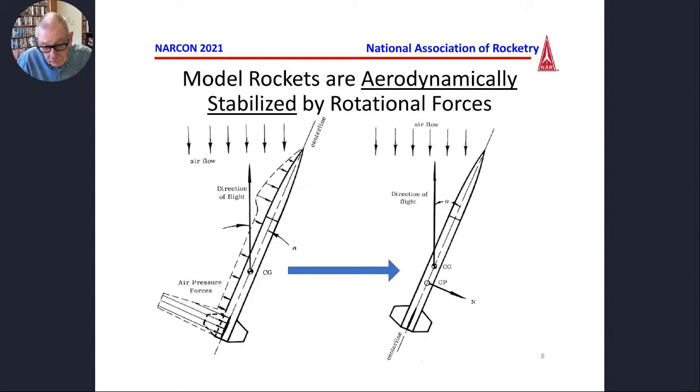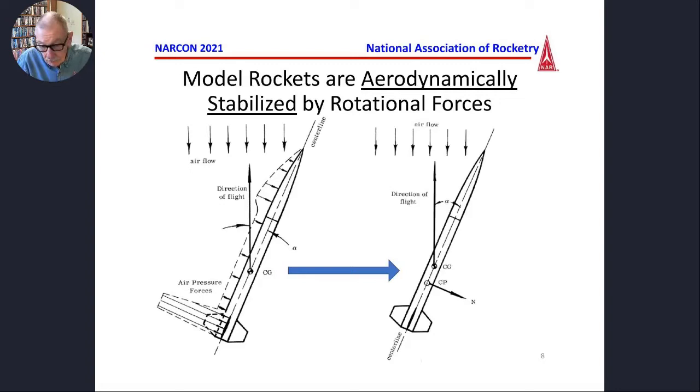They act, since it's aerodynamically stable, through the center of pressure. And the center of pressure, like the center of gravity, is where all those aerodynamic forces balance out due to the shape of the rocket. And so the center of pressure back here is not the same as the center of gravity. You can change the center of gravity by changing the weight distribution. You can change the center of pressure by changing the shape distribution on the outside of the rocket. So between the two of them, they provide the forces that act on the rocket to keep it aerodynamically stable.